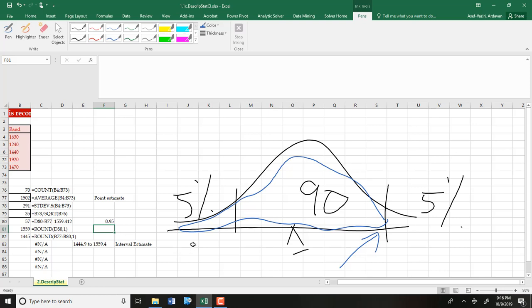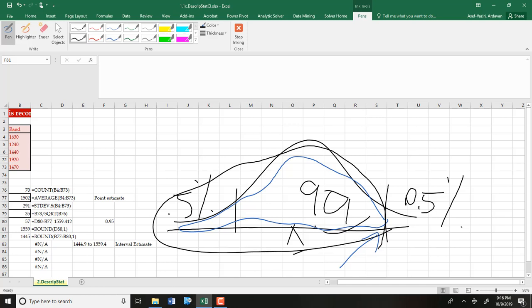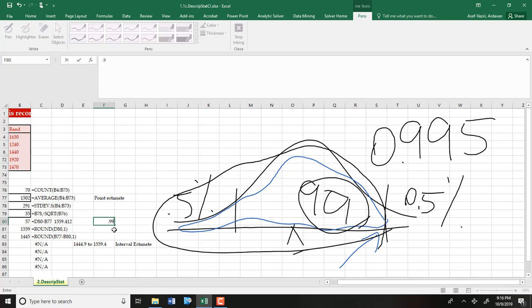If instead of that, I want to compute it for 99%, then 0.5% is on the right, 0.5% is on the left. Therefore, from here to here all the way is 99 plus 0.5, which is 0.995, and a point here. So I'll go here, and instead of 0.95, 0.995, enter, and that is the 99% interval or interval estimate.